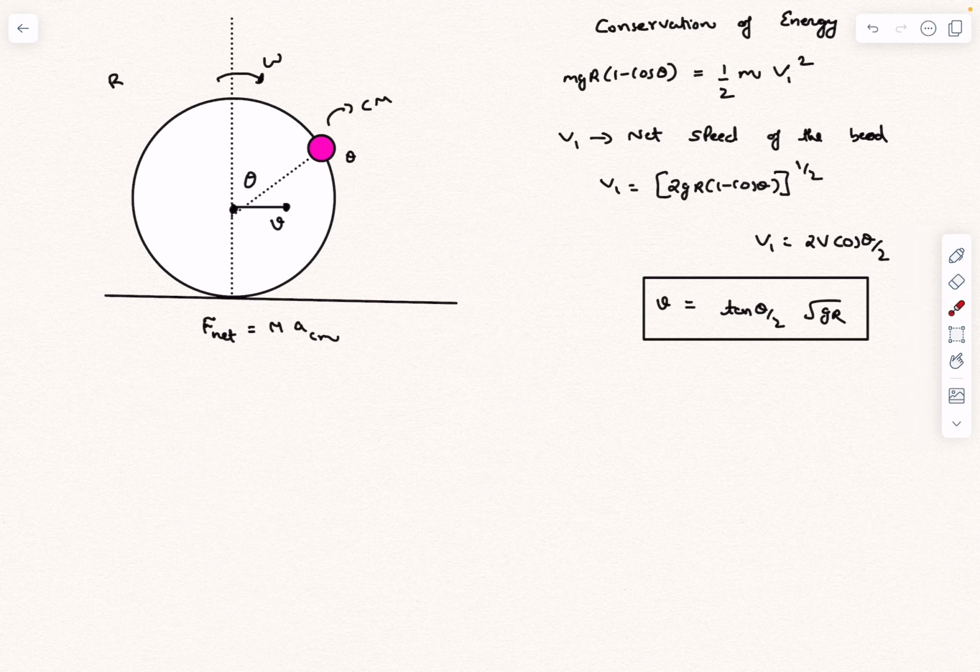So if I want to apply F net equals ma, then I need to figure out the acceleration of the center of mass, and the acceleration of the center of mass is going to be a bloodbath, and I'll give you a hint to what it will be.